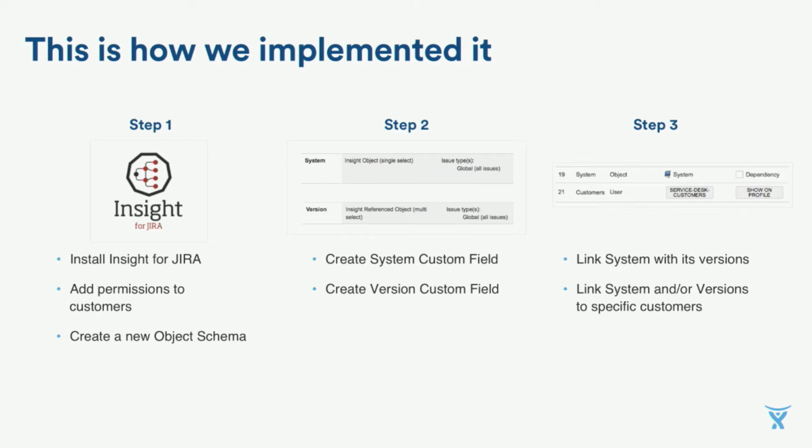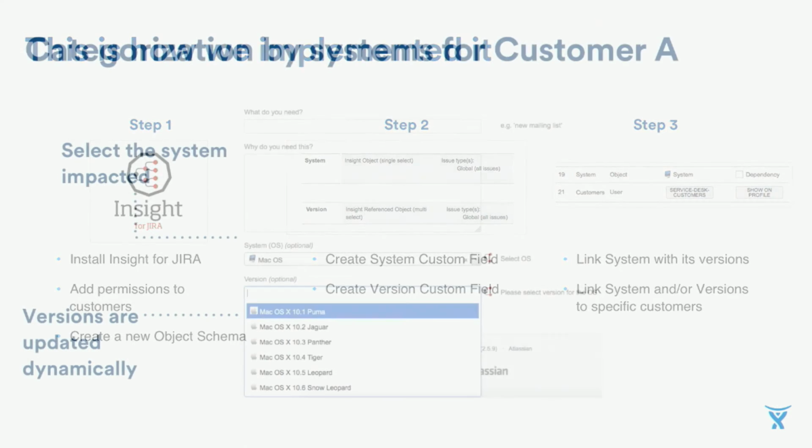And once we've done that, we're going to link the systems with the versions. And then we're going to link all that to the users who are accessing those systems or accessing those versions of those systems so that we can have security and only those users can see the systems that they have access to. So what does that look like in practice?